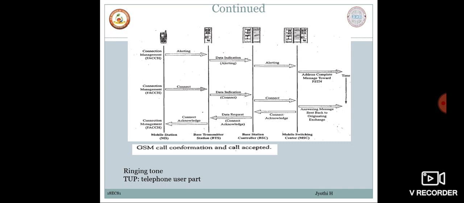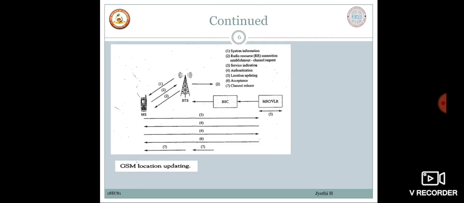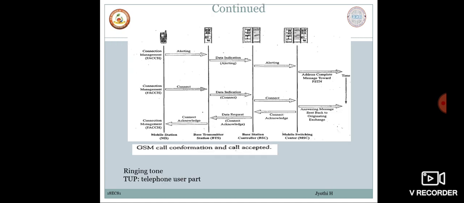Next, the other aspect is call establishment. Once we have the call confirmation, the next step is to establish the call. For the call establishment, the PSTN and the country's international facility are used in order to retrieve the information about the location of the mobile from its HLR.